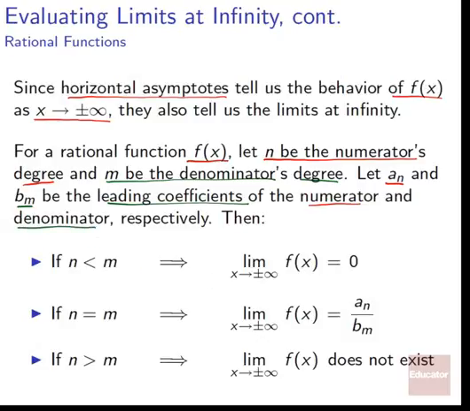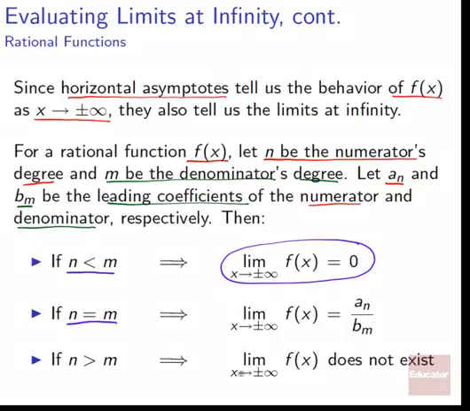Let a_n and b_m be the leading coefficients of the numerator and the denominator, respectively. Then we have, if n is less than m, the limit as x goes to positive or negative infinity of f of x equals 0. The numerator is smaller, effectively, its exponent is smaller, so its growth rate is smaller than the denominator, so the denominator crushes it down to 0.